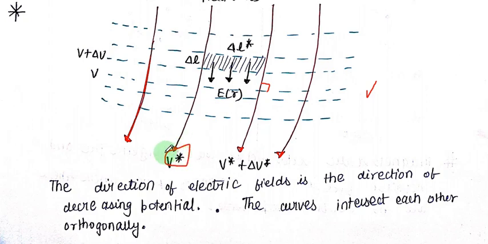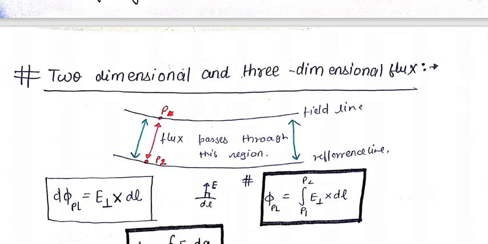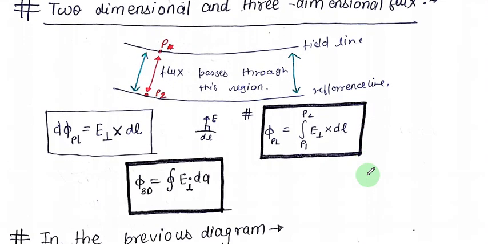Nobody will get confused by V star, as it is the line flux. And this V plus delta V is the equipotential curve, and this is the field line. Now we are going to find the potential and the flux relations in this shaded region, and that will go downwards. Here we should talk about two-dimensional and three-dimensional flux.